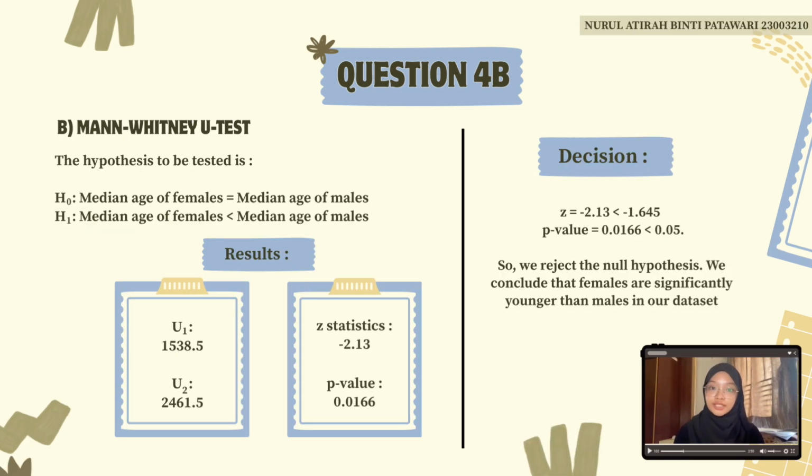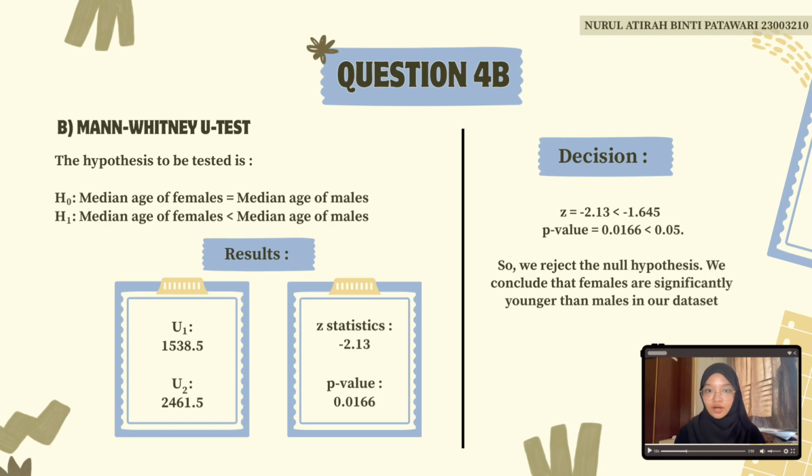The hypothesis for this test is as follows. Null hypothesis, the median age of females is equal to the median age of males, and the alternative hypothesis, the median age of females is less than the median age of males. After running the test, I obtained U statistic for population 1 as 1538.5, while U statistic for population 2 is 2461.5. Then I choose the smallest U statistic to compute the Z statistic.